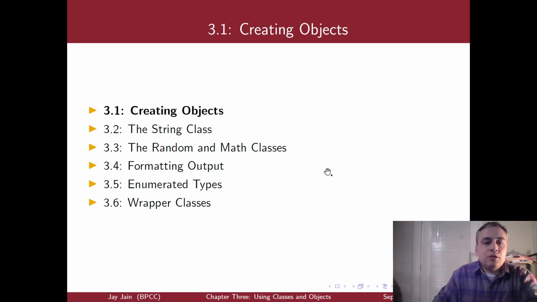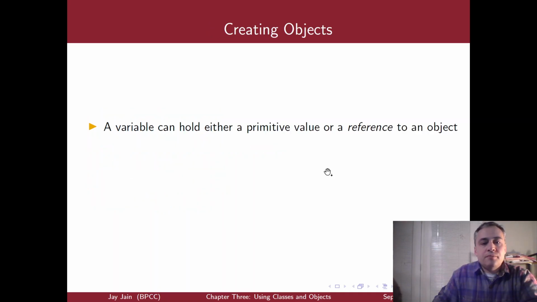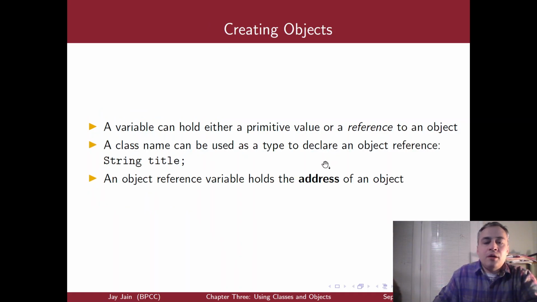Hello everyone, let's talk about creating objects. Now, a variable can hold either a primitive value or a reference to an object. For example, we can declare a variable title as an object reference, and the class of this object is string.